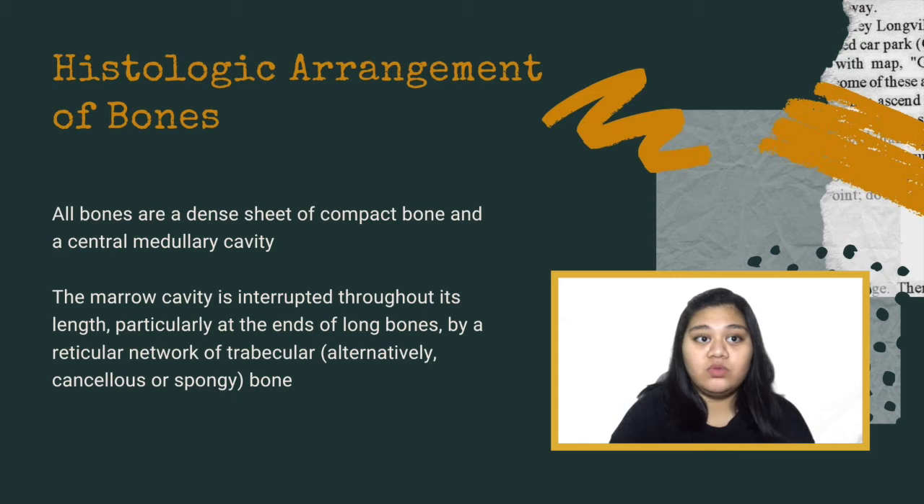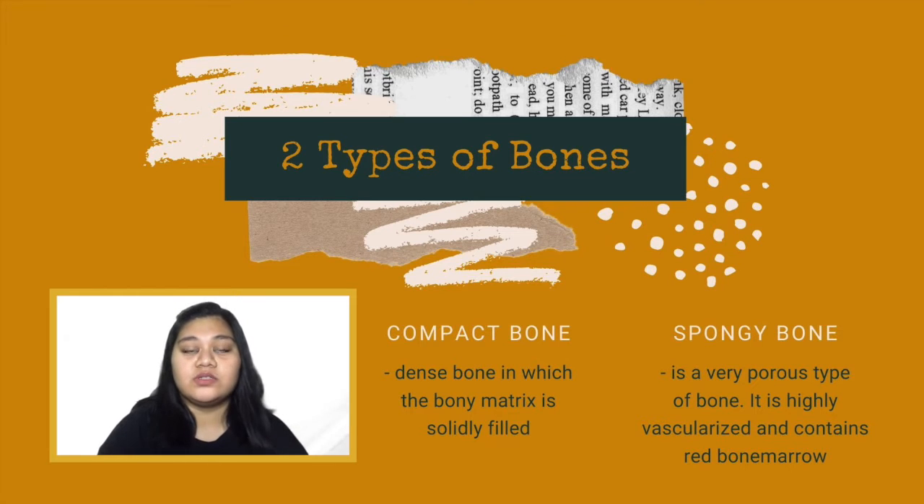Now, let's move on with the histologic arrangement of bones. All bones have a dense sheet of compact bone and a central medullary cavity. The marrow cavity is interrupted throughout its length, particularly at the end of long bones, by a reticular network of trabecular bone. There are 2 types of bones: the compact bone and the spongy bone.